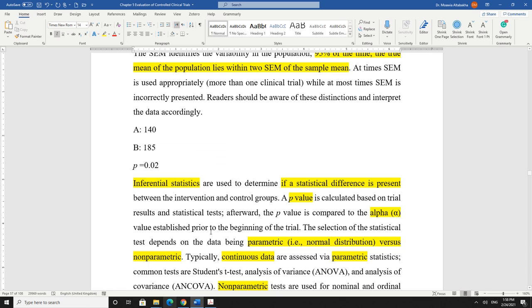Now once they put this p-value, you should know what it means. Does it mean there is a significant difference between them? Is there a significant difference between the two groups? Now, the p-value will allow us to know if there is a significant difference. But first, in the methodology, the authors or the investigators, before they start their trial, should say what their alpha value is.